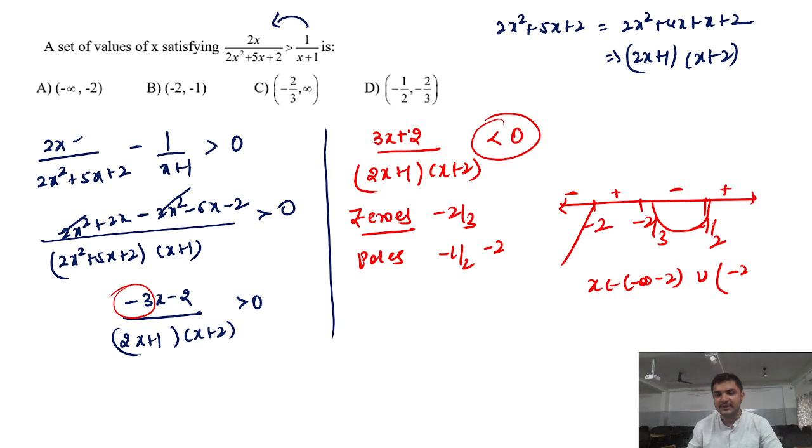Am I correct? This is minus 0.5 and this is minus 0.66, right? So for obvious reasons this will be on the left. So we will get minus 2 by 3 to minus 1 by 2. This is what we will get.